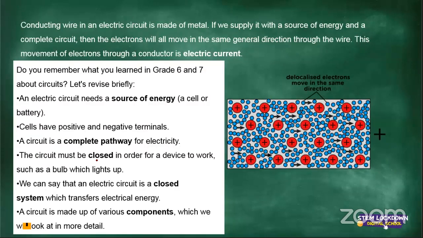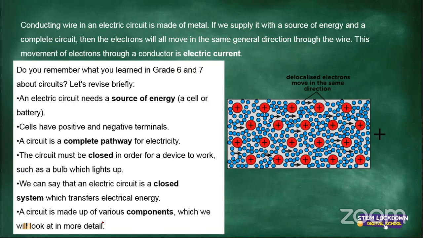Now the circuit must be closed in order for a device to work. So I'm going to show you pictures on that, how you get an open circuit and a closed circuit, and what makes a bulb start. And we can say that the electric circuit is a closed system which transfers electrical energy. So you get an electric circuit that is open, so that is your switch. When you put your switch off and you don't have lights in your room, that is an open circuit. But when you put your switch on in your room, that means you're closing the gap and your light comes on. This means it is a closed system.